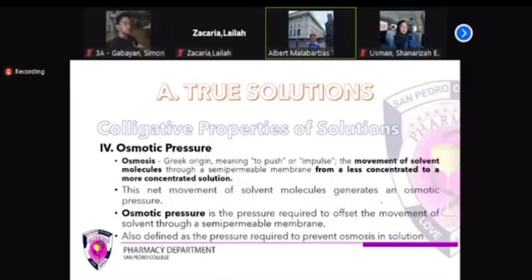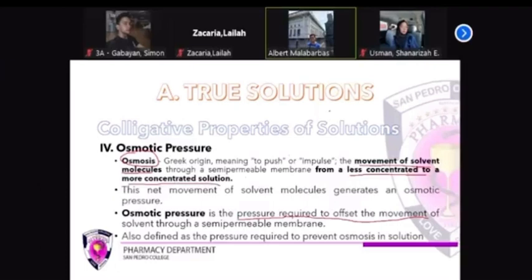And then the last one, osmotic pressure. What do we mean by osmotic pressure? It is the pressure needed to offset osmosis, or the pressure needed to stop osmosis. So what do we mean by osmosis? Osmosis refers to the movement of the solvent, the movement of water molecules, through a semi-permeable membrane from a less concentrated to a more concentrated solution.